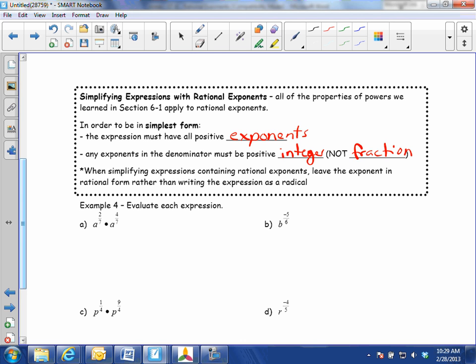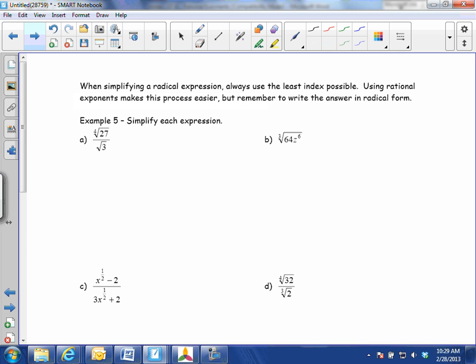When simplifying expressions containing rational exponents, leave the exponent in rational form rather than writing it as a radical. In other words, if they start a problem with a fractional exponent, leave your answer as a fractional exponent. If we look at these over here, notice they have square root boxes or fourth root boxes. That means your answer needs to have a box at the end. Does this make sense? Okay.